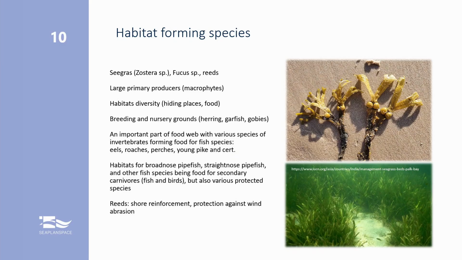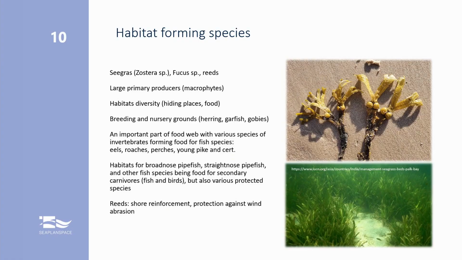Also, various protected species, or species under protection, inhabit these areas. So, for example, in the southern Baltic Sea area, Zostera marina is one of the species under protection. Yet another type of macrophyte habitat is reeds growing at the shoreline, which offer, for example, shore reinforcement, protection against wind and abrasion, but are also a very well-known nursery ground for young fish species.